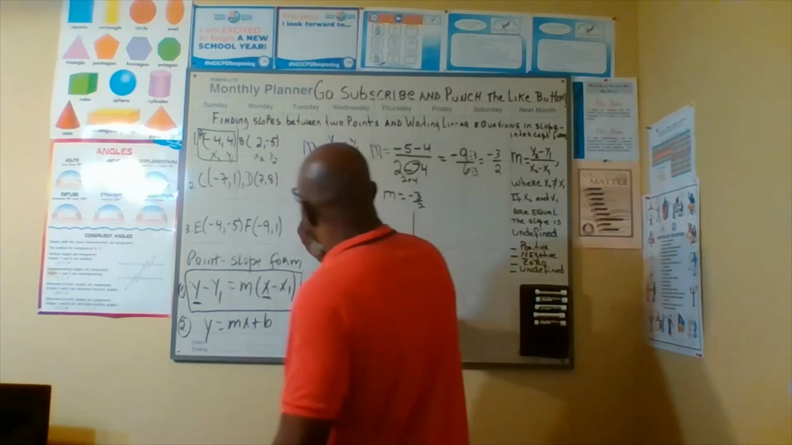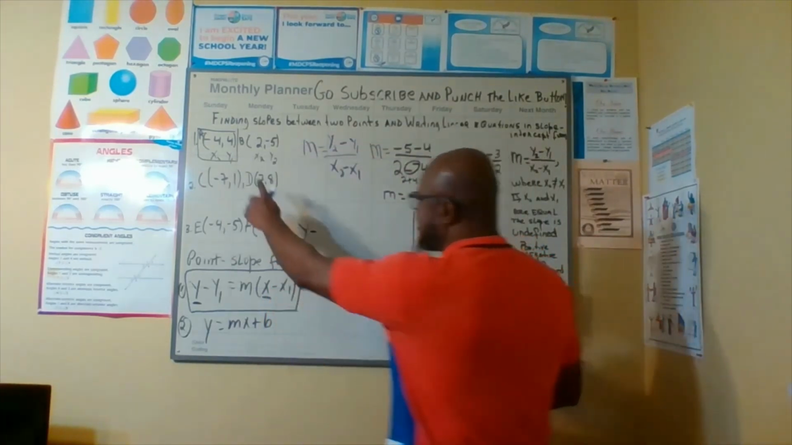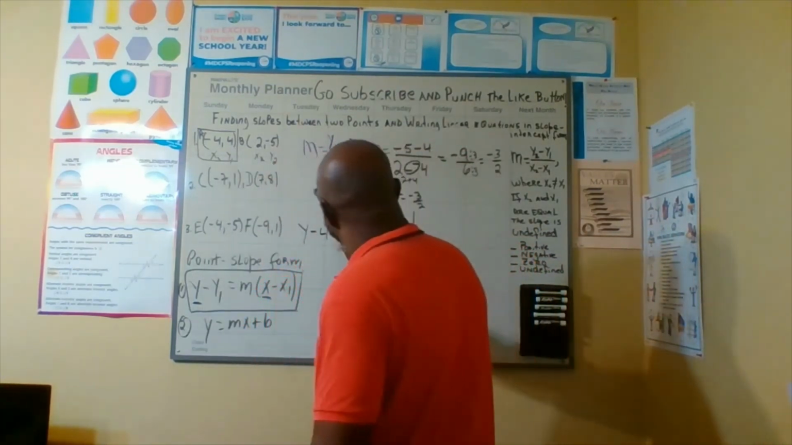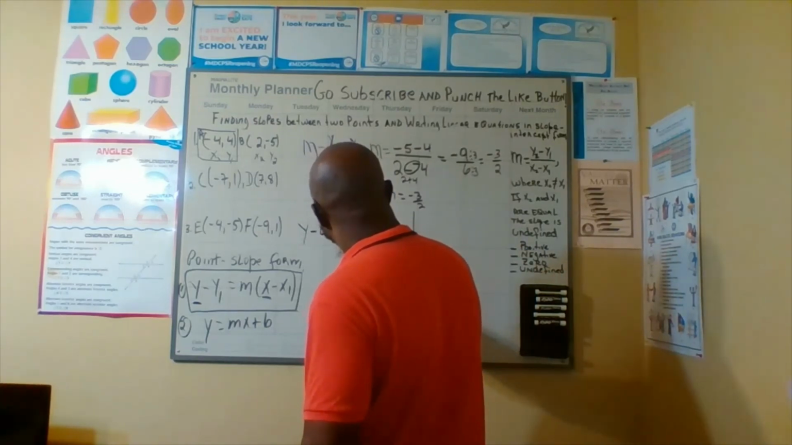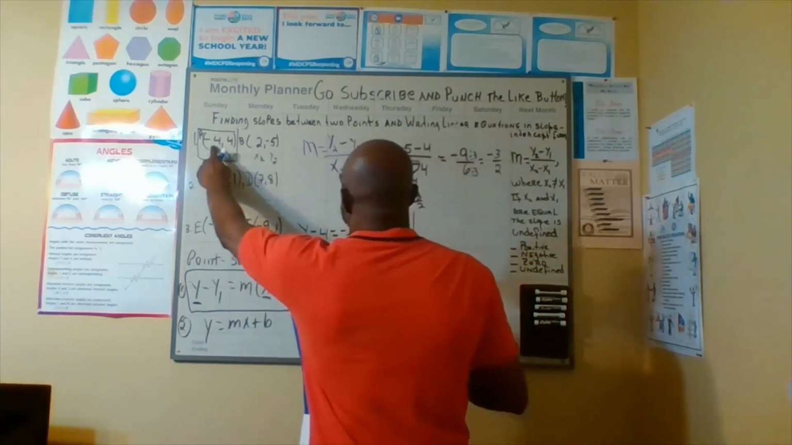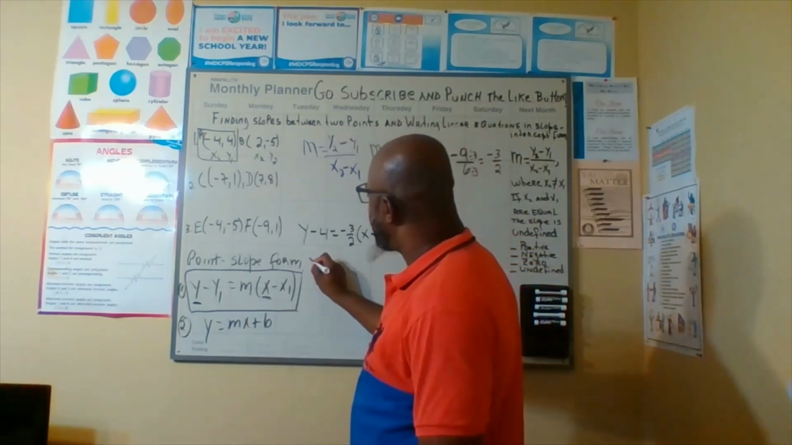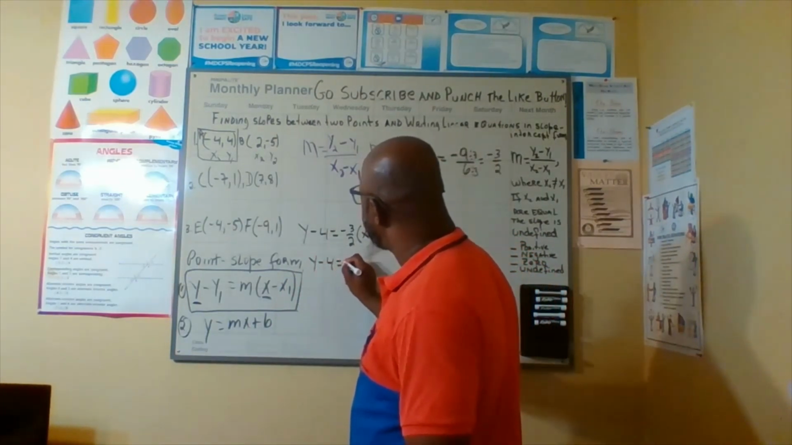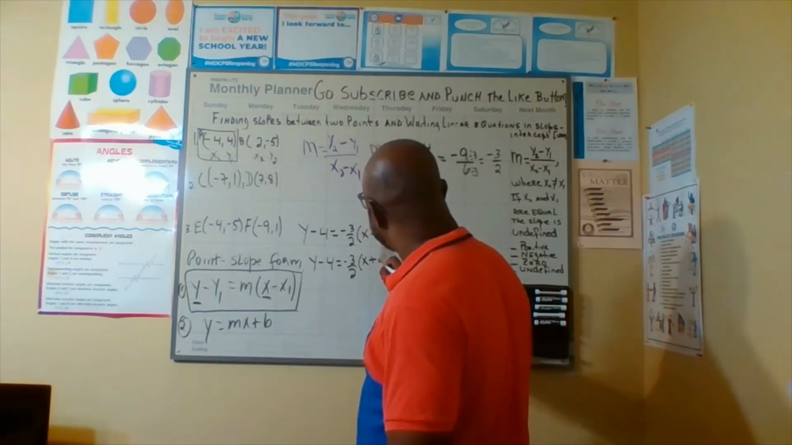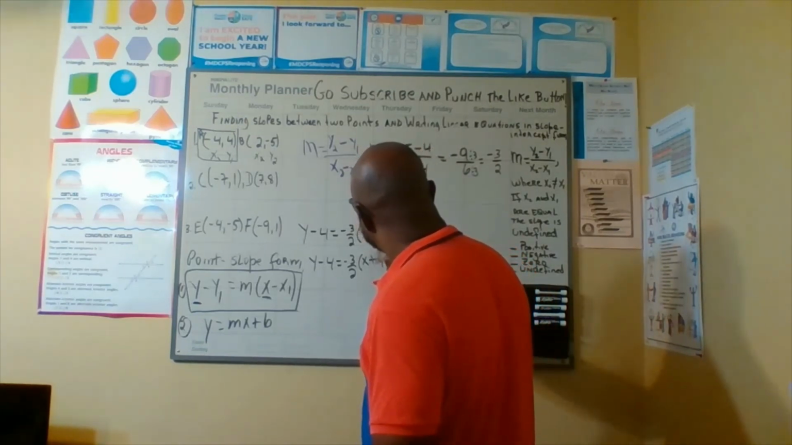So the first y is untouched, and you identify which one is your y1. In this case, this was 4. You replace it: y minus 4 equals my slope, which is negative 3/2, times x minus negative 4. So once again, I'm going to clean it up. I will have y minus 4 equals negative 3/2 times x plus 4. That becomes x plus 4, two negatives become a plus.